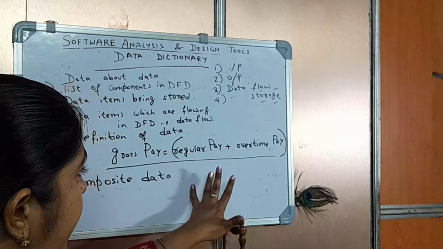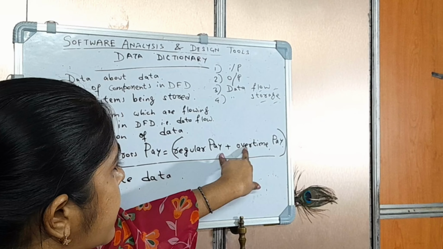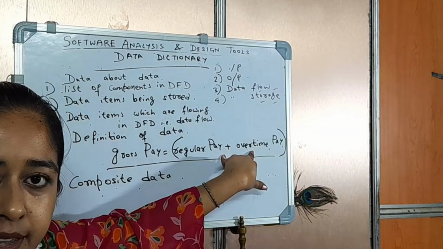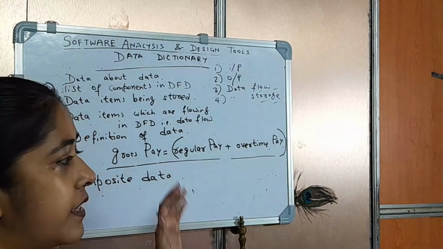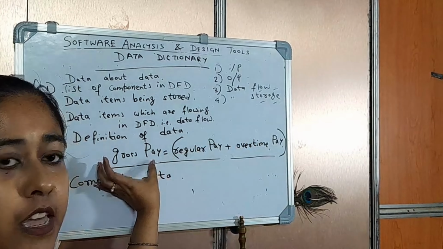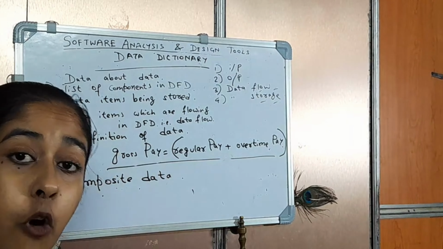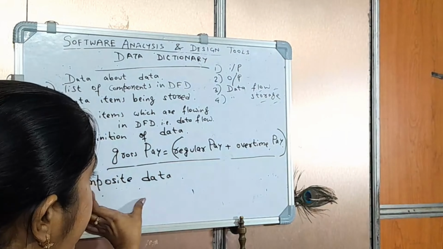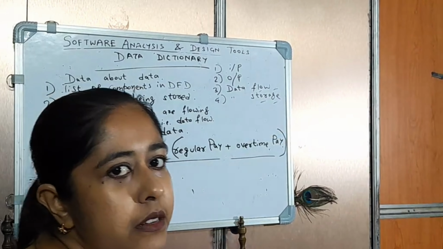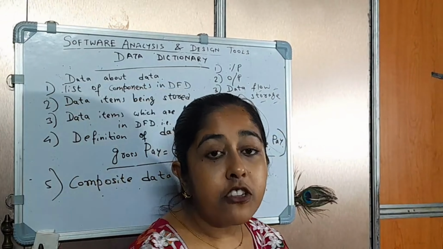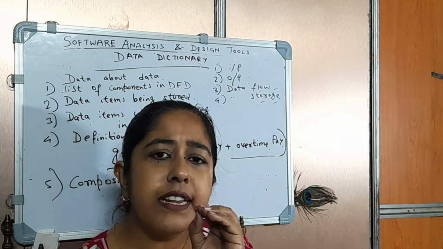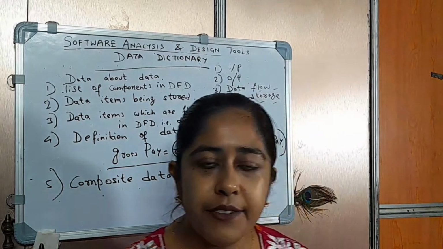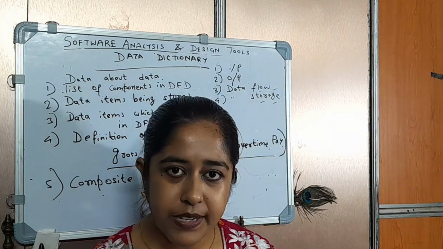So here what we are finding is composite data. That is, if I have the gross pay, that is a composition of two things: my regular pay and overtime pay. Got it? Then what is the connection between these? These are composing to get the gross pay. So this is not singular data, this is composite data. In this case, the data about that composite data is also given in this data dictionary. So basically the data dictionary has every data about your DFD. Every singular data, every minute data about your DFD is included in this particular data dictionary.